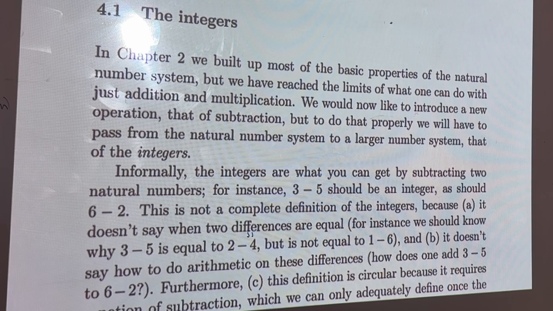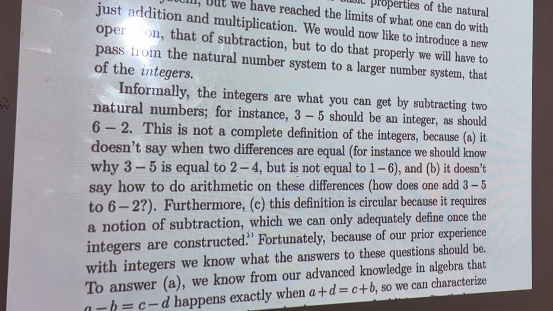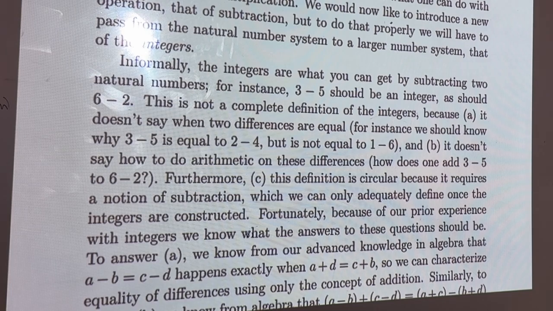say how to do arithmetic on these differences. How does one add 3 minus 5 to 6 minus 2? Furthermore, this definition is circular because it requires a notion of subtraction, which we can only adequately define once the integers are constructed. Fortunately, because of our prior experience with integers, we know what the answers to these questions should be. To answer A, so you can see he is defining the integers using the difference from what we know.